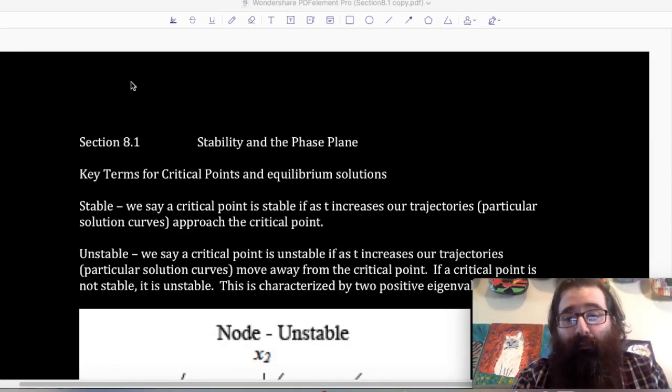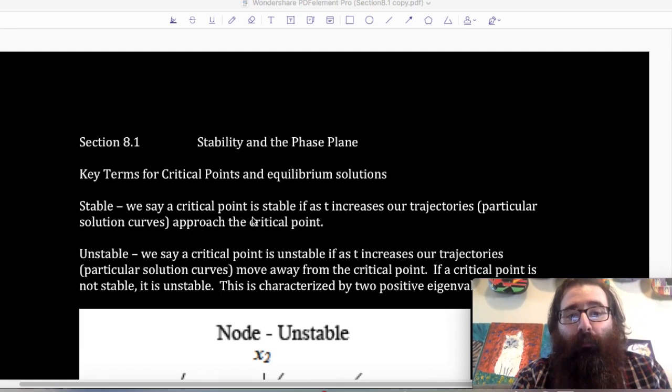So first we're going to talk about some key terms, and what type of situations we can encounter and what the main contenders are for the section. So key terms for critical points and equilibrium solutions. First we talk about stability, stable versus unstable.